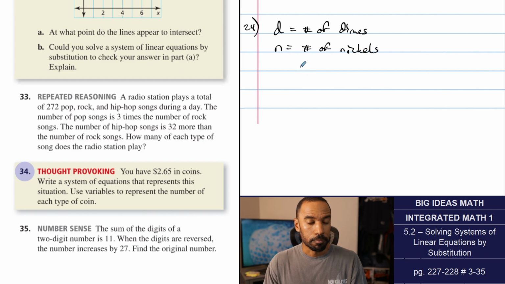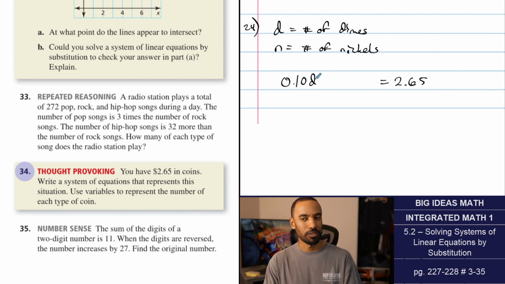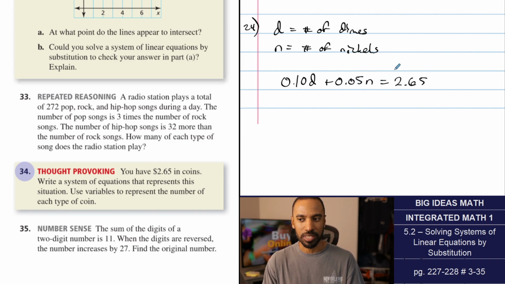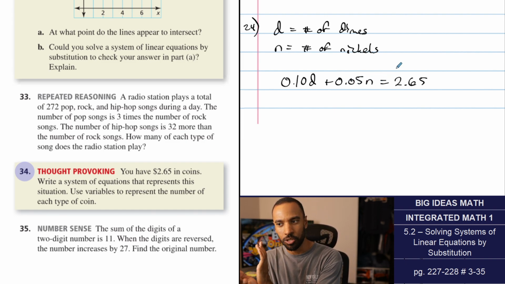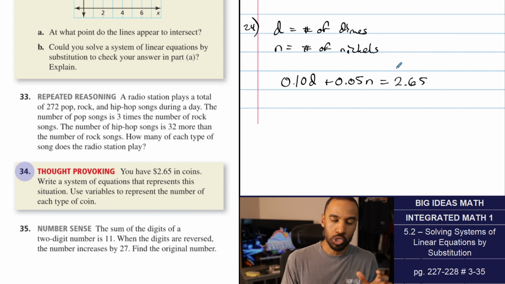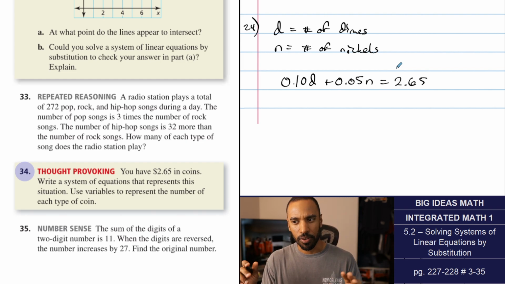10 cents per dime. Do I put 10 times D? It depends. We're talking about $2.65 in terms of dollars. I have to put $0.10, right? And 0.05 times the number of nickels. That would be an appropriate value amount. You can multiply it all by 100. Do 10D plus 5N equals 265. Now that's cents units, and that's fine.